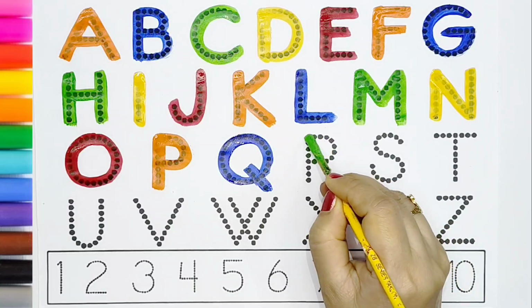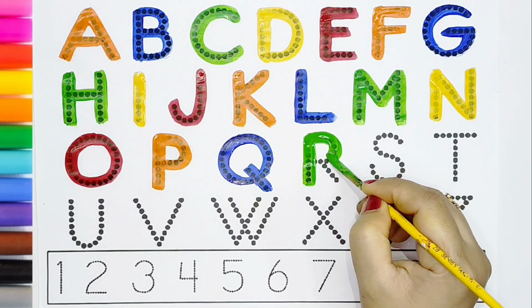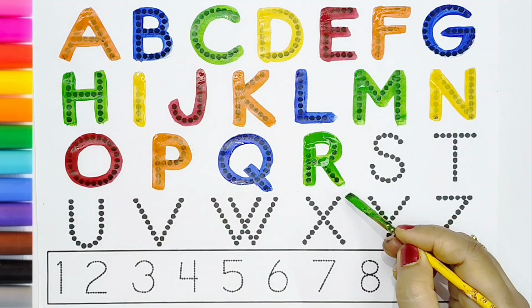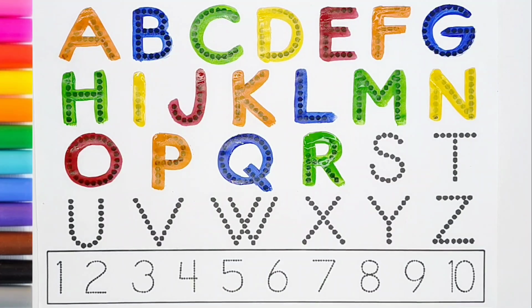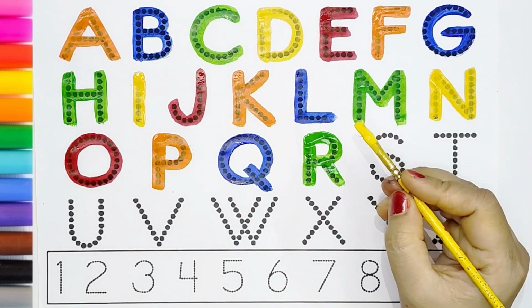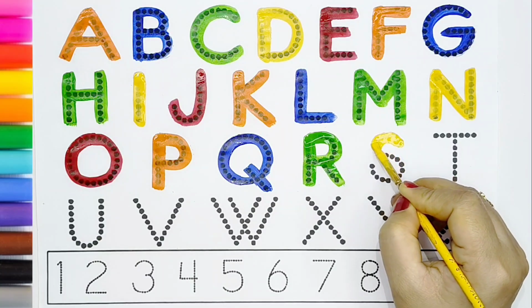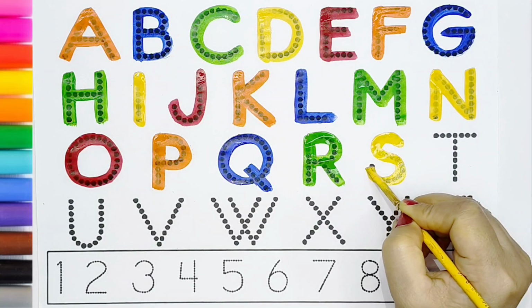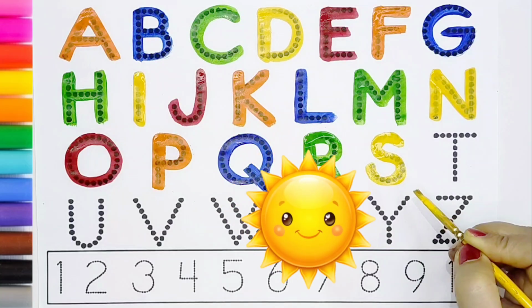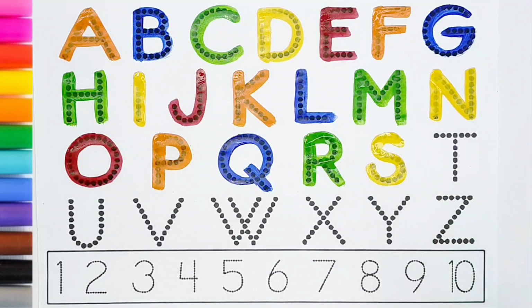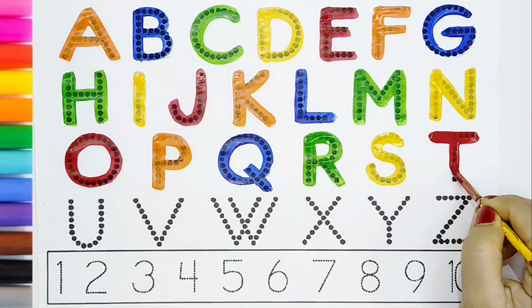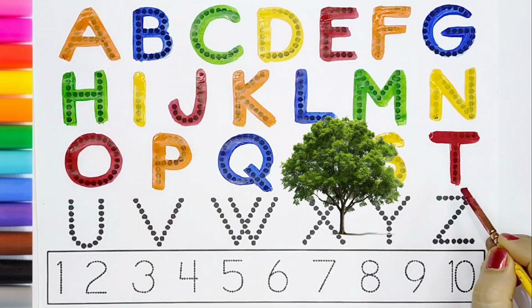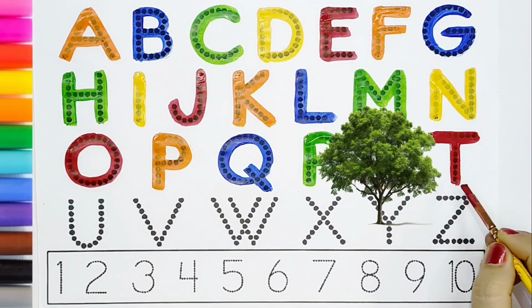Light green color. R. R for rose. Yellow color. S is for sun. Red color. T. T for tree.